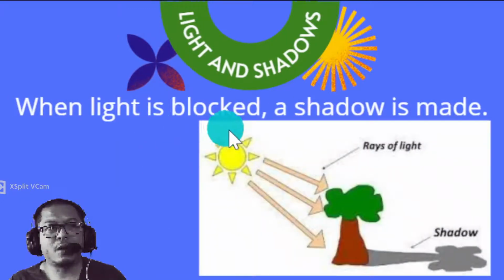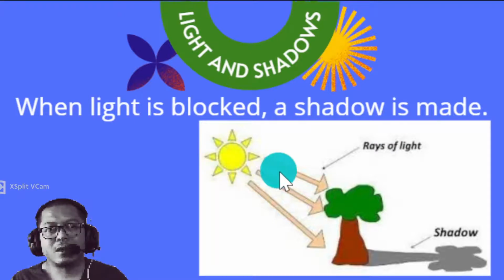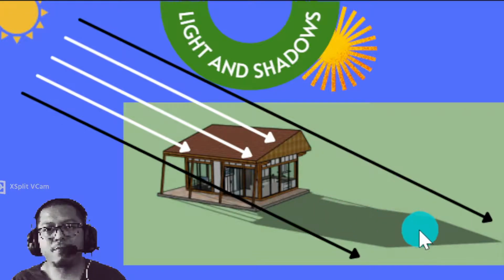When light is blocked, a shadow is made. This is the sun, and this is the rays of light. The sun is shining, and the tree blocks the sun from reaching the ground. So a shadow is made in this picture. Another example would be this house. If these are the rays of the sun and this ray reaches the ground, no problem. But other rays, like the white arrow, hit the house and the light is blocked, so a shadow is formed.